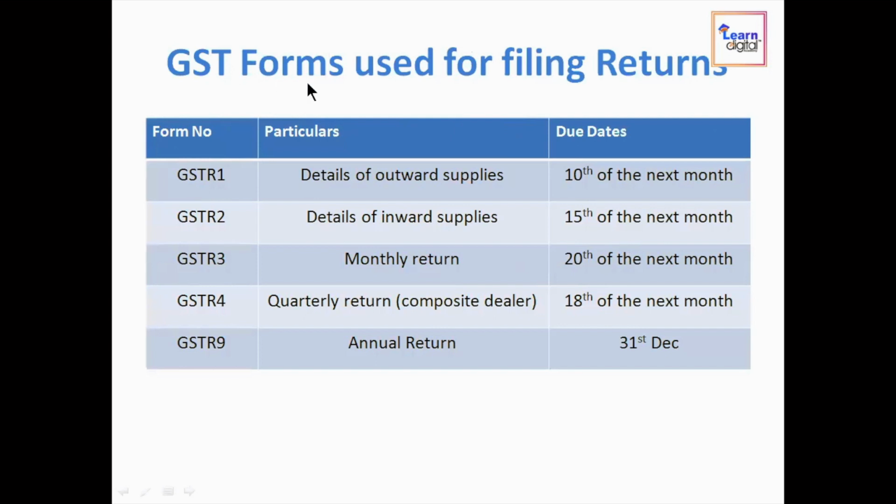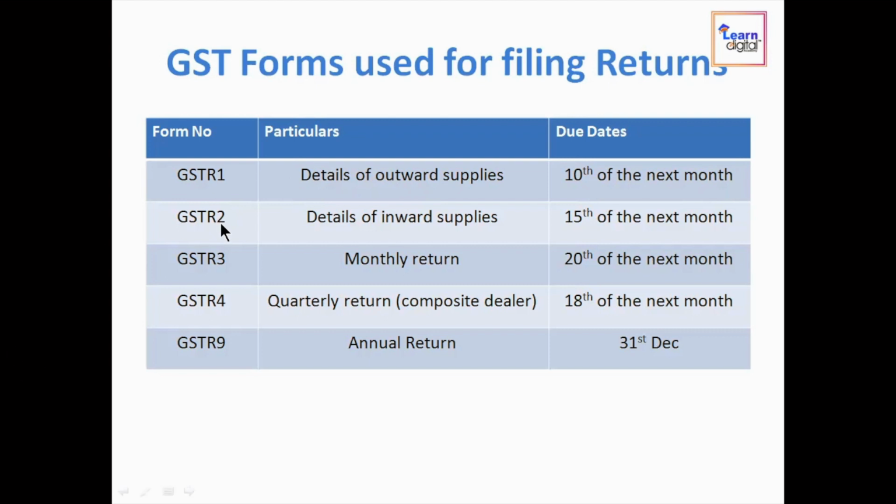Now here are the dates for GST return filing. Which GST form to use for filing returns is given in this table. The first form is GSTR1. Here all the details of the outward supplies are uploaded, and this form should be uploaded to the GST portal on the 10th of the next month. So every 10th we have to upload GSTR1 providing the details of outward supplies of the previous month.